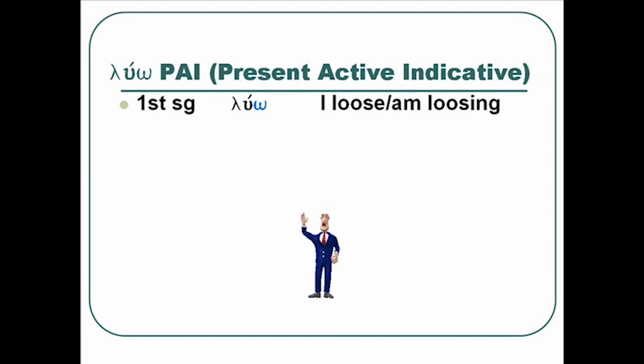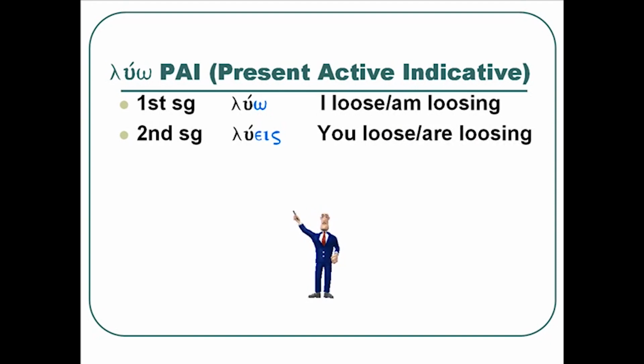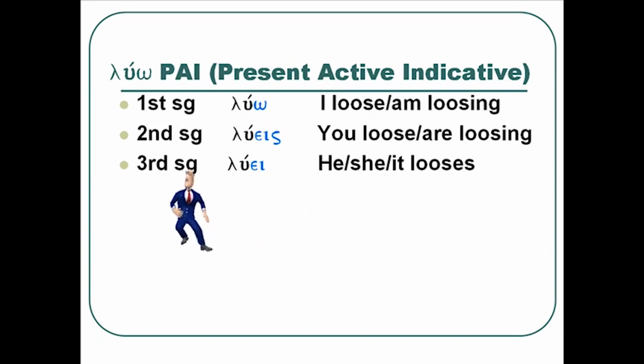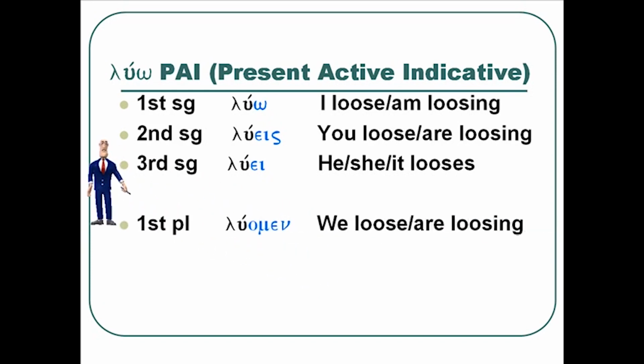Luo means "I loose" or "I am loosing." Lueis is the second person, means "you loose" or "you are loosing," you being singular. Lue means "he, she, it," depending on whether it's masculine, feminine, or neuter, "looses," or "he, she, it is loosing." Now over on the plural side, the first person plural is luomen. "We loose" or "we are loosing."